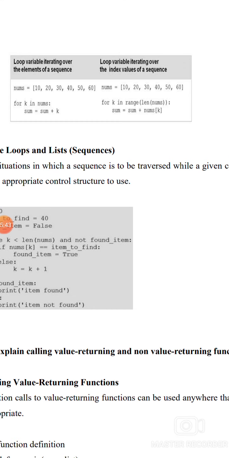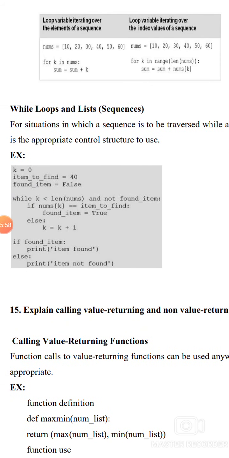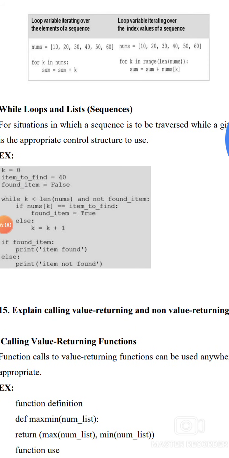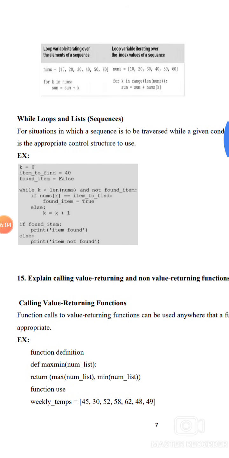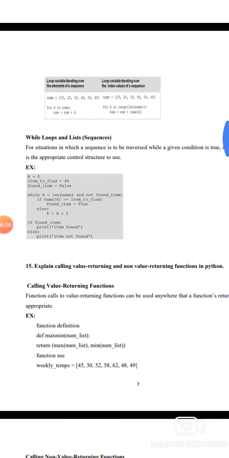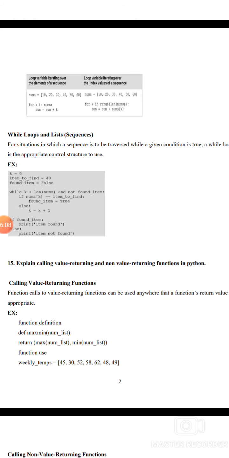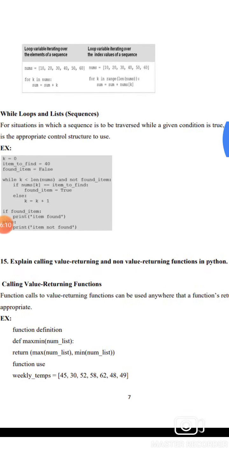10 is the first value, 20 is the second value, 30 is the third value, 40 is the fourth value, 50 is the fifth value, 60 is the sixth value. The 6 values are stored in this loop variable, iterating over the index values of the sequence. While loop and the list: for the situation in which the sequence is to be traversed while the given condition is true, the while loop is the appropriate control structure we use.